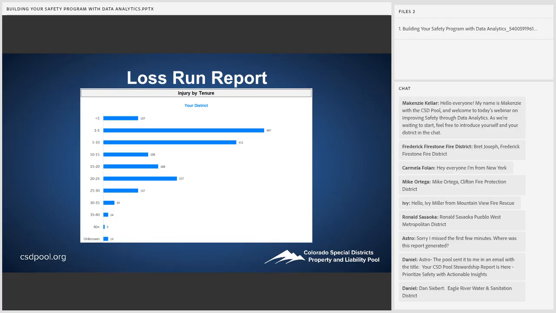One thing I do want to point out for the injury by tenure, this is not based on a cost amount. It's based by the number of incidents. So you can see that for the 1 through 5 range, it's 497, not $497,000, 497 incidents over the last 5 years. Next slide, please.